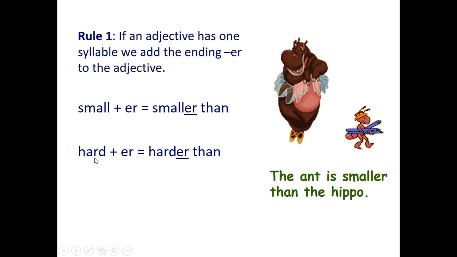Another one syllable word is the word hard. It's one syllable, if I'm using that comparative, I'm just going to add an ER to the end of it, and I would say it's harder than. Okay. Another one would be like the word slow. Slow is one syllable. So if I was going to use that as comparative, I would put ER, which is slower. So an example over here says the ant is smaller than the hippo. Okay. So that's rule number one.